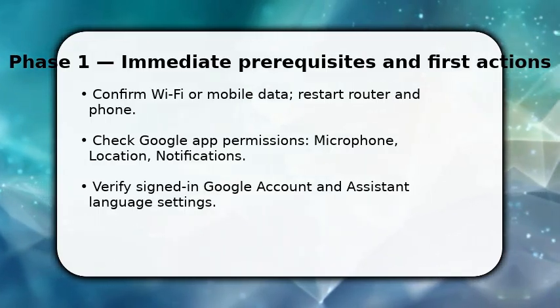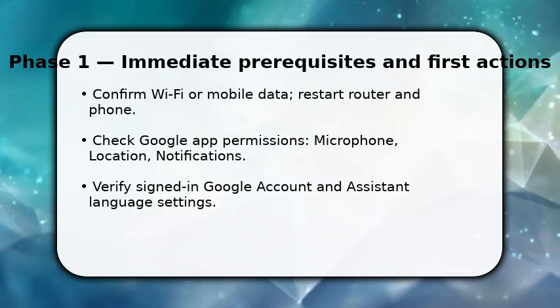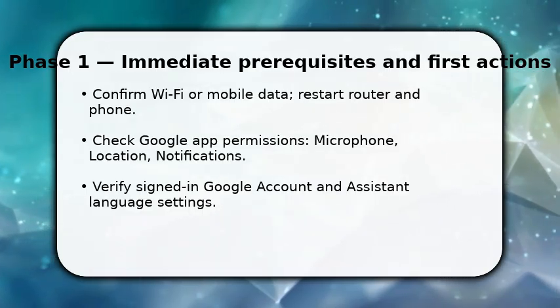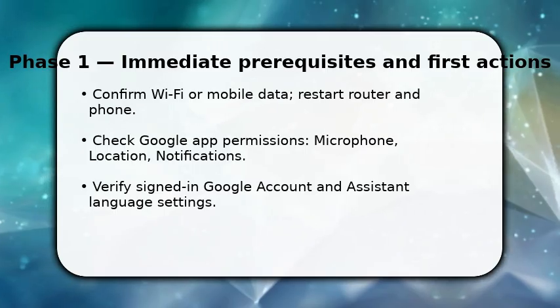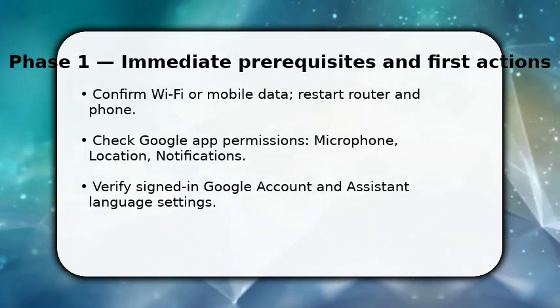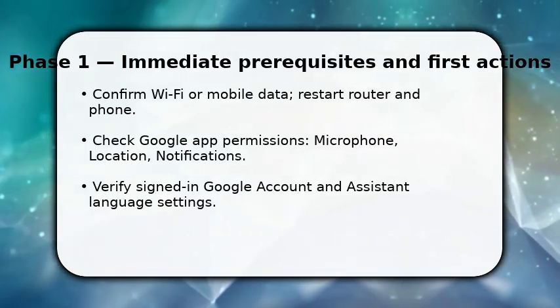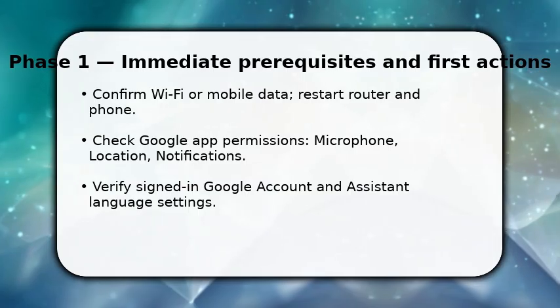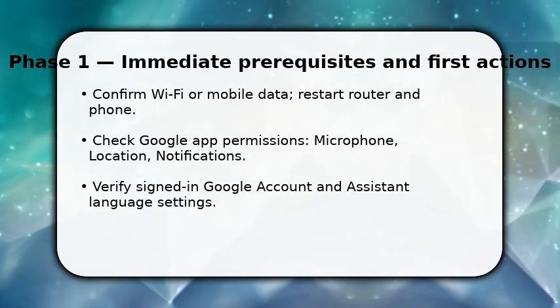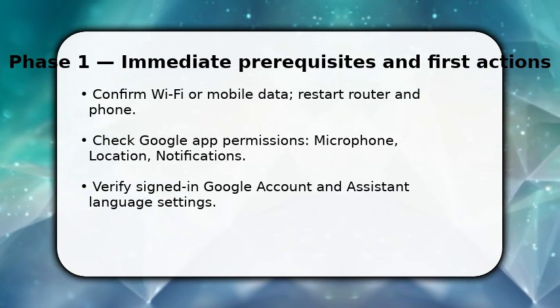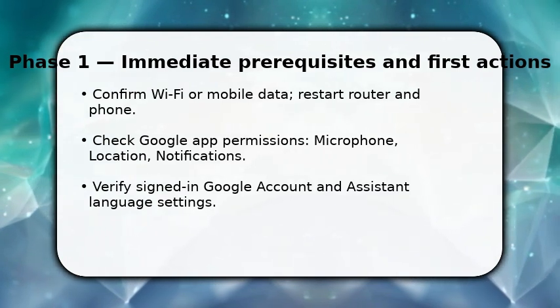Next, open Settings, check Google App permissions for microphone, location, and notifications so the assistant can hear and respond. Once done, verify you're signed into the correct Google account and that assistant language matches how you speak. Mismatched language often blocks recognition, so adjust it now before moving deeper.